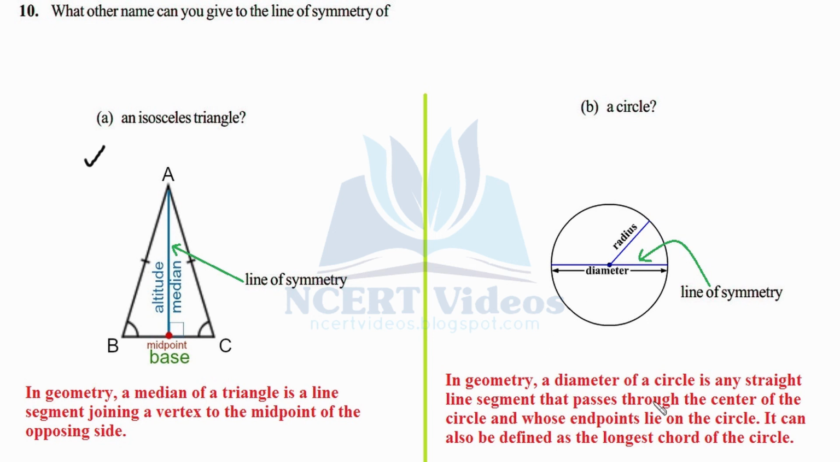So in geometry, a diameter of a circle is any straight line segment that passes through the center and whose endpoints lie on the circle. These are endpoints. It can also be defined as the longest chord of the circle. Again, diameter is the longest chord as well, that we have also studied in previous classes. That's B. And with this, the last question is completed, question 10th.